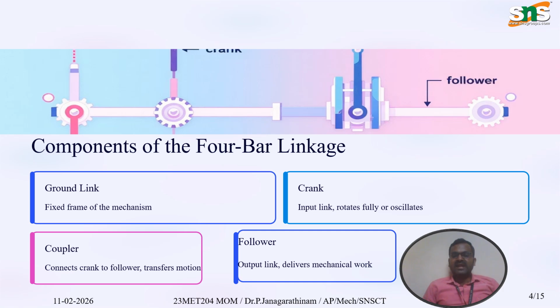The second one is the crank, the input link. We give the input speed, which rotates fully or oscillates based on the crank rotation, and the coupler, or otherwise the connecting rod, will move through the directions. And the next one is the follower. These are all the basic components of four-bar mechanisms, or four-bar linkages.